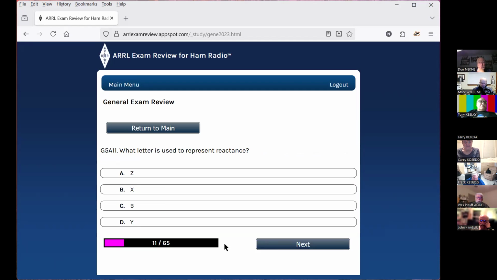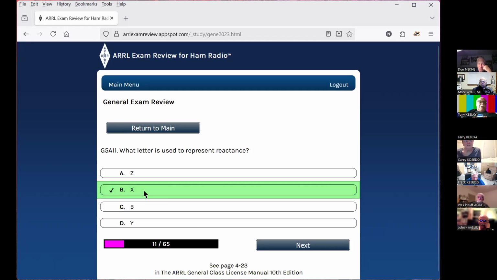Okay, we're not going to go very much longer. What letter is used to represent reactance? Z, X, B, or Y? It's either A or B. Any guesses? Bravo. Yep, the answer is X for reactance. Z is impedance, Y is the inverse, admittance.